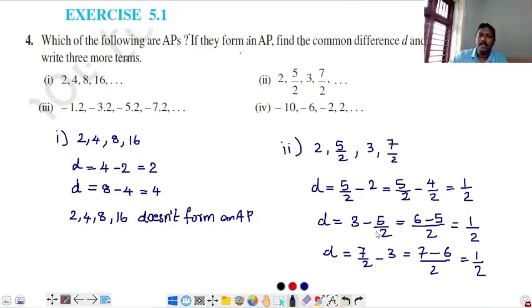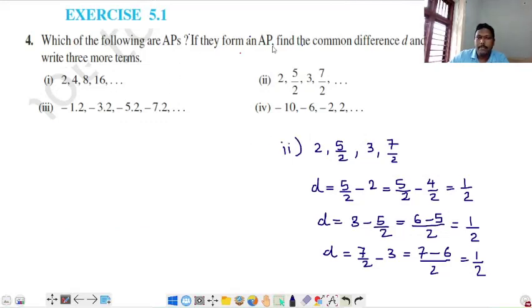If it forms an AP, what we have to do? We have to find the next three terms also. See here, if they form an AP, find the common difference. Common difference already we found, it is 1 by 2, and write the three more terms. So we can say we have here A1, A2, A3, A4. So d is equal to 1 by 2.